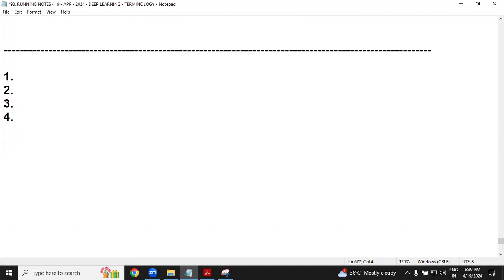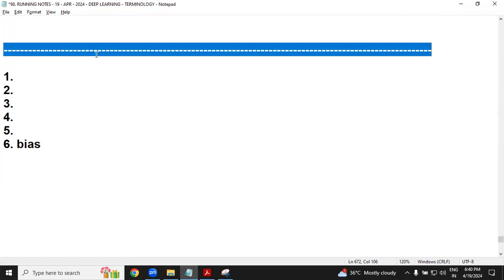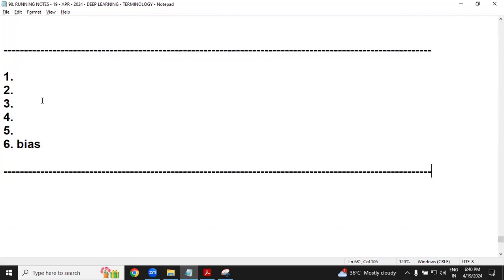Input layer, hidden layer, output layer. Fifth one? Let's move on. Sixth one is bias. Are you enjoying? Are you understanding actually? Good. These are all terminology you have to remember before the first topic.